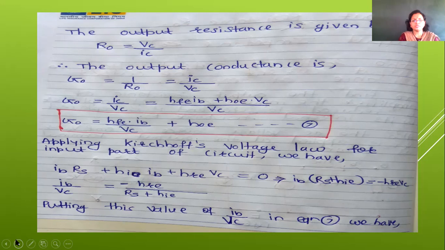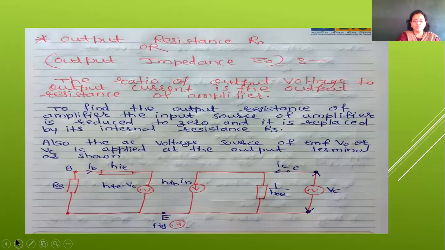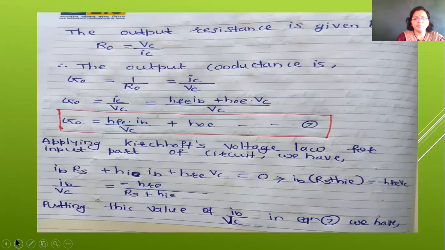So GO is equal to IC upon VC, is equal to, now IC is equal to HFE IB plus HOE VC, so we get HFE IB plus HOE VC upon VC. So GO is equal to HFE IB upon VC plus HOE. Call it as equation number 7.